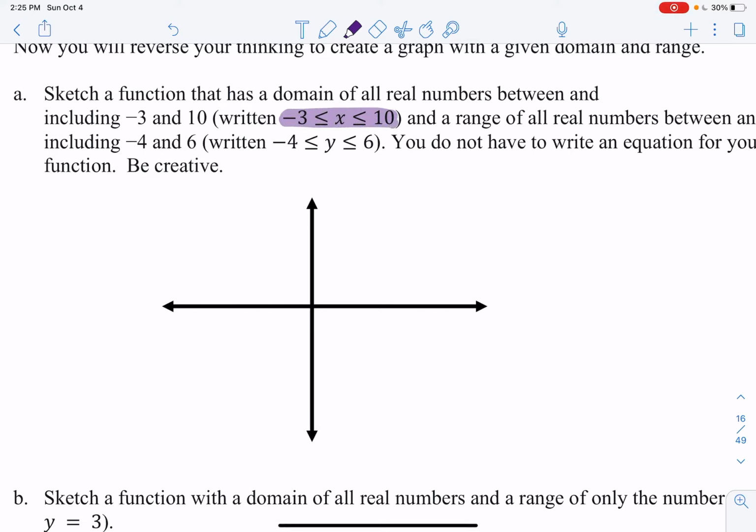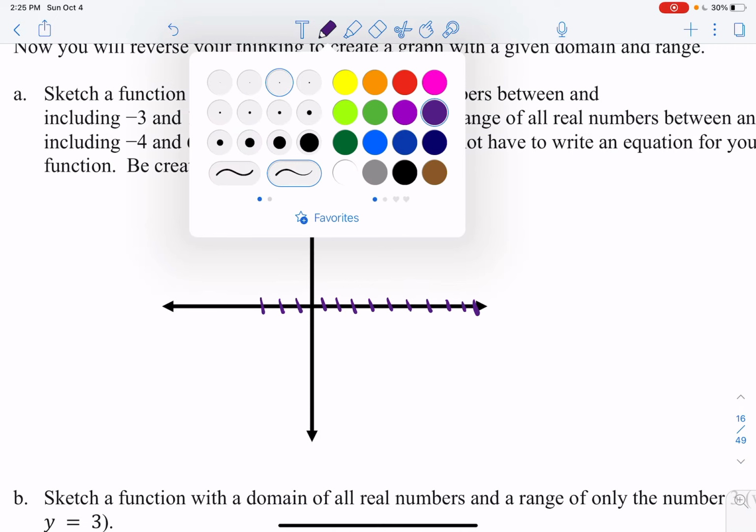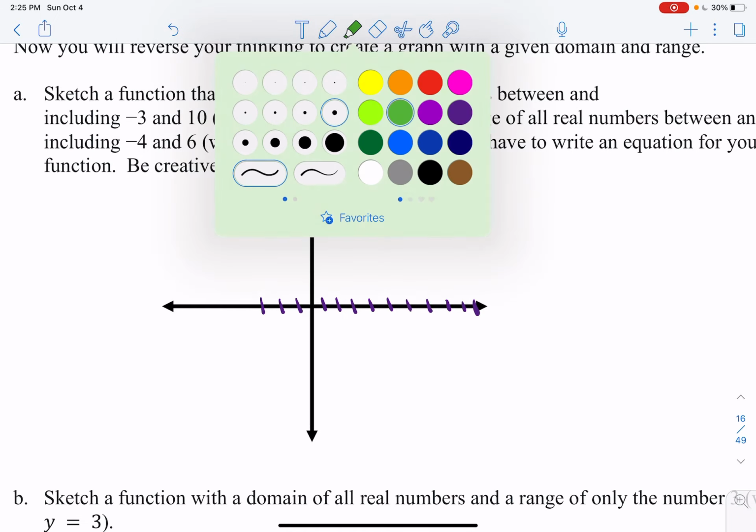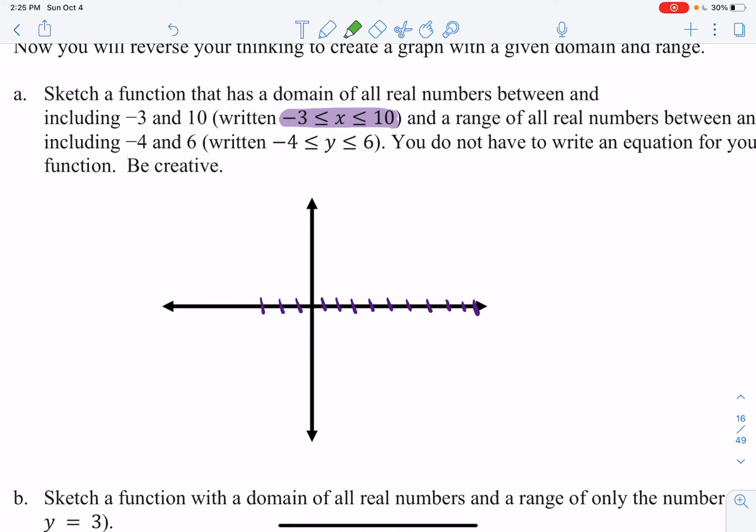So that's talking about my x values. So I'm going to write 1, 2, 3 for -3, and then I'm going to count to 10. 1, 2, 3, 4, 5, 6, 7, 8, 9, 10. Yay, okay. So now let's take a look at the next part, which is our y values or our range written from -4, including and between -4 and 6. So I'm going to count down 1, 2, 3, 4, and up 1, 2, 3, 4, 5, 6.